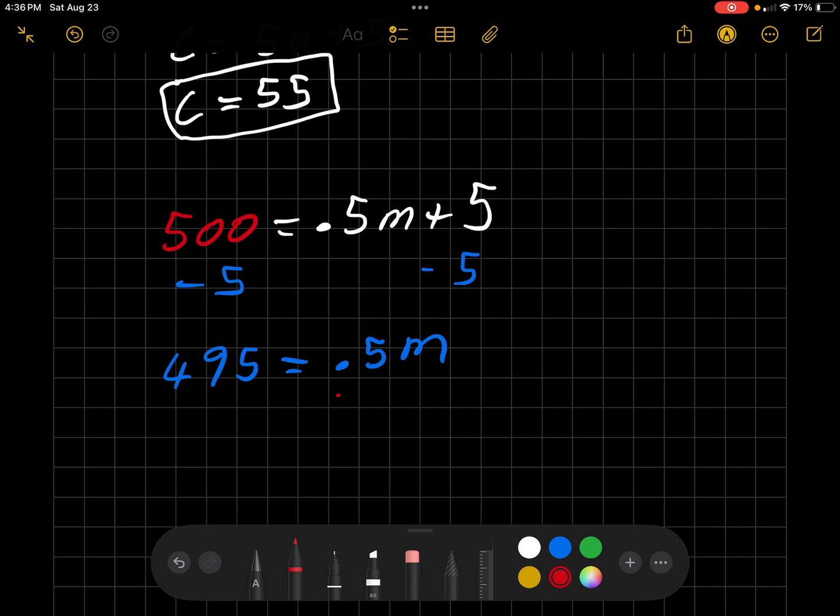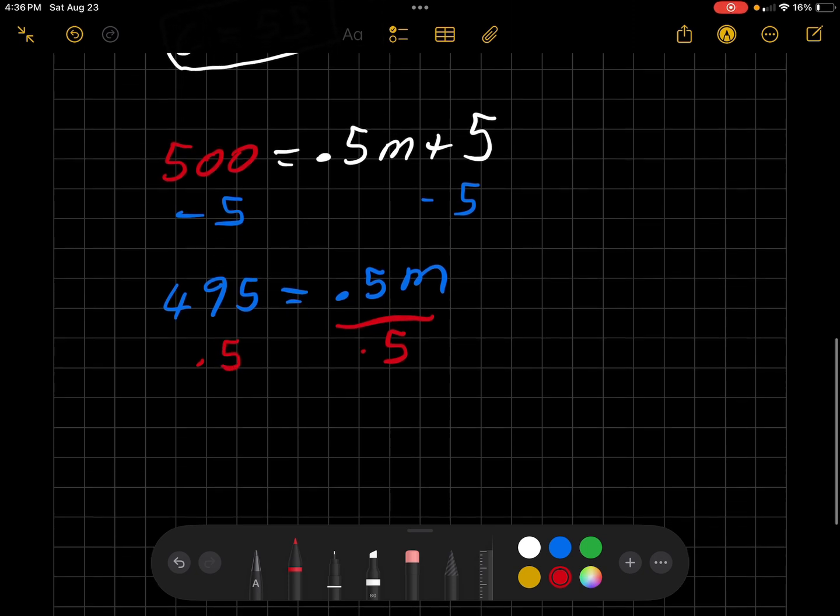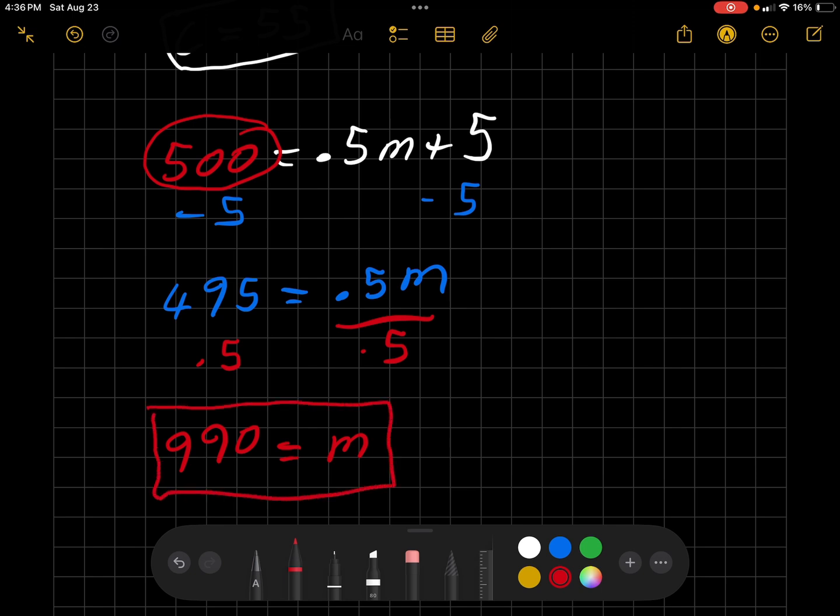When we divide both sides by 0.5, we see that m is equal to 990. So to rack up a bill of $500, we'd have to drive a whopping 990 miles. And there you have it.